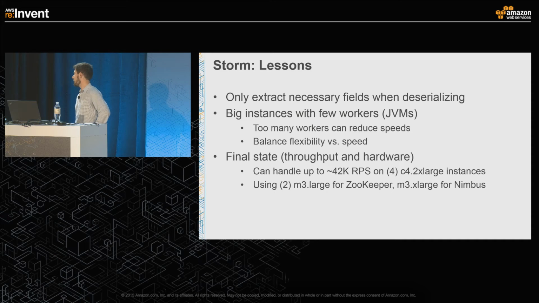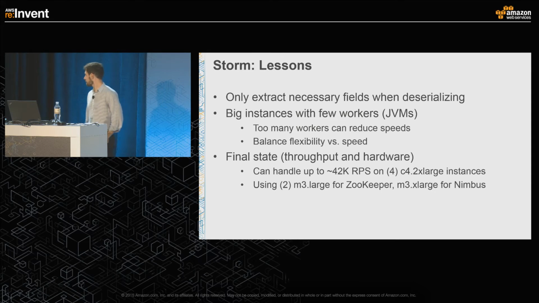We've also found that it's helpful to have big instances with only a few workers. Having too many workers can reduce the throughput quite a bit, but sometimes it's necessary if you want some flexibility, especially if you're running multiple topologies on a single cluster. You might want to be able to break it down into more granular components. So there's a bit of a trade-off there.